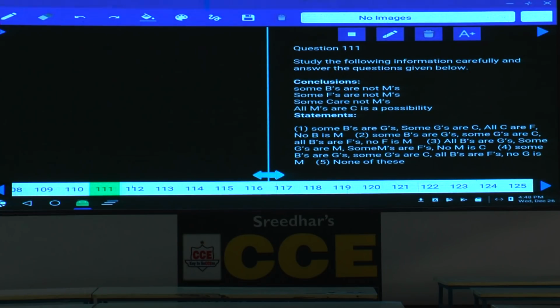Now let us draw the diagram for this choice 4. Let us draw once, because with the help of this tick and cross method, we got choice 5 as the answer. Now let us check with the help of choice 4, are we getting the answer or not?